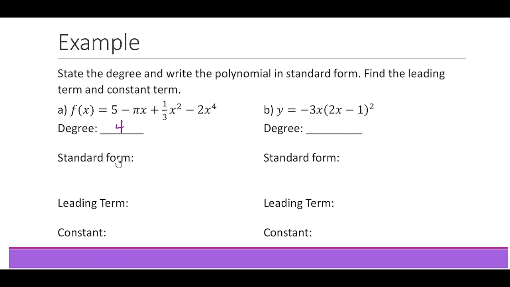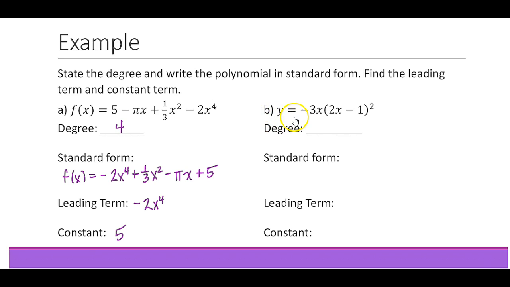Standard form of this polynomial is going to be rewriting so that each term is in descending power order. So standard form is going to be f of x equals -2x to the fourth plus 1/3 x squared minus pi x plus 5. The leading term, well, the leading term is the term with the highest exponent. So the leading term is -2x to the fourth. And the constant term, the one without a variable, is 5, +5.